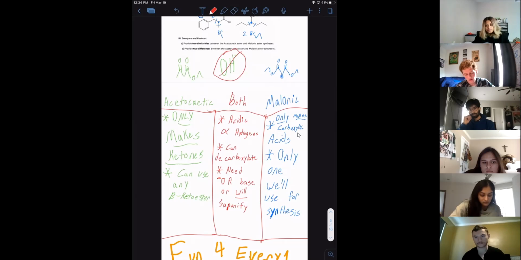Acetoacetic ester you can use to basically make any beta keto ester that you can imagine. And yeah, that's pretty much it for that.